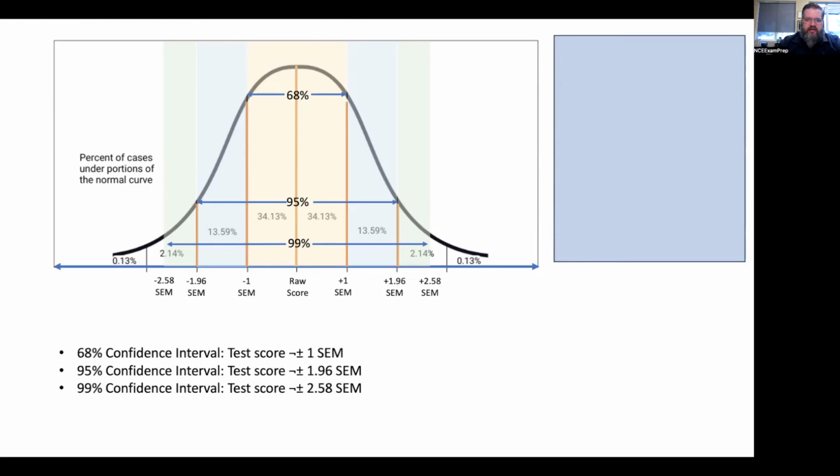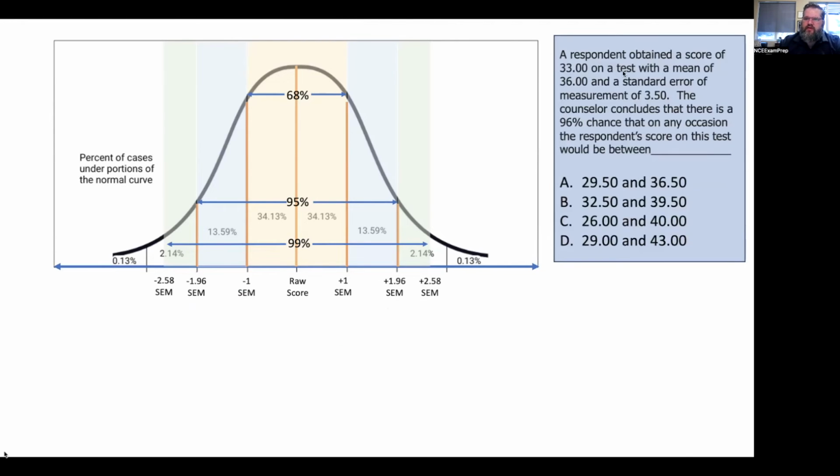Okay, so let's look at the question that was provided in our group tutoring on Tuesday night. Going back to a blank chart here. So the question was, a respondent obtained a score of 33 on a test with a mean of 36 and a standard error of measurement of 3.5. The counselor concludes that there's a 96% chance that on any occasion, the respondent's score on this test would be between blank. So remember, with standard error of measurement, we're trying to determine the reliability that a score is going to fall within a certain range.